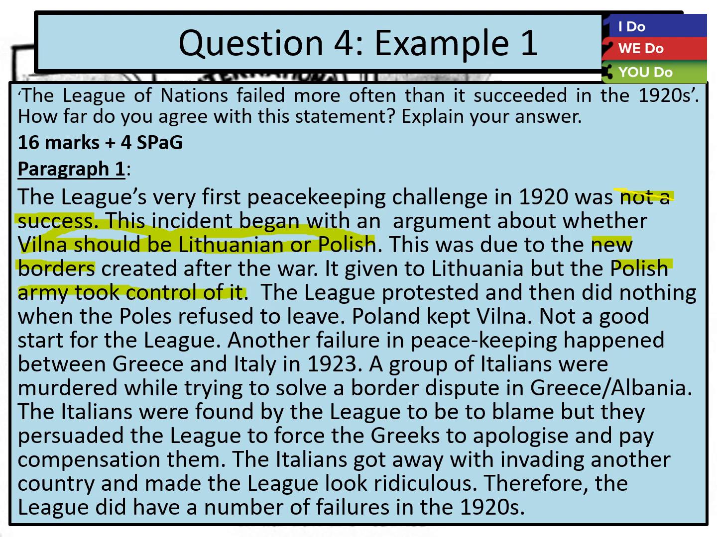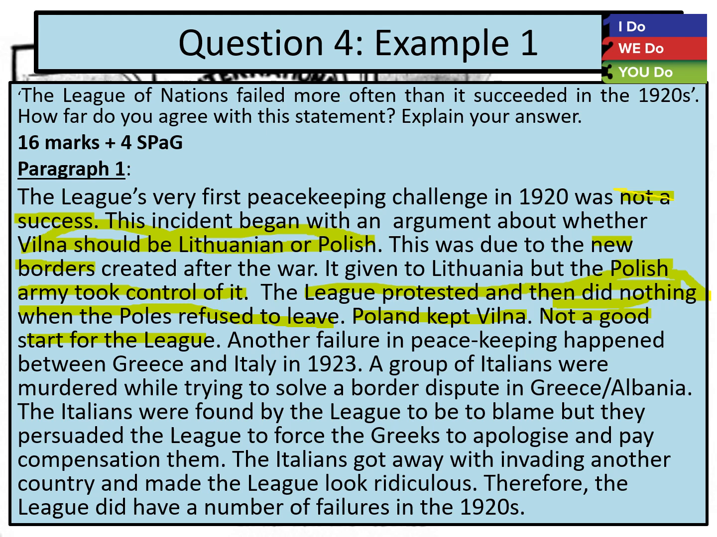The League protested and then did nothing when the Poles refused to leave. So the League of Nations said that the army of Poland could not control Vilna and that they should leave. So they made that very clear. But Poland kept Vilna. This was not a good start for the League. So I'm already showing that I've understood what one of the failures of the 1920s was.